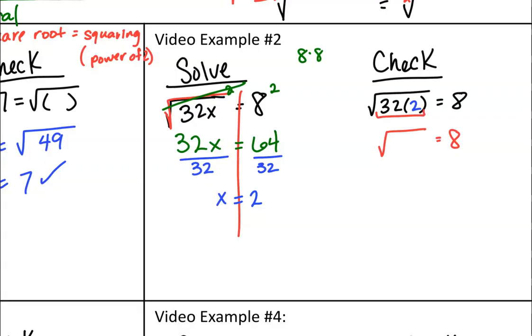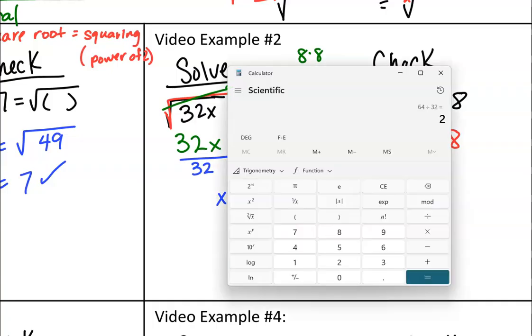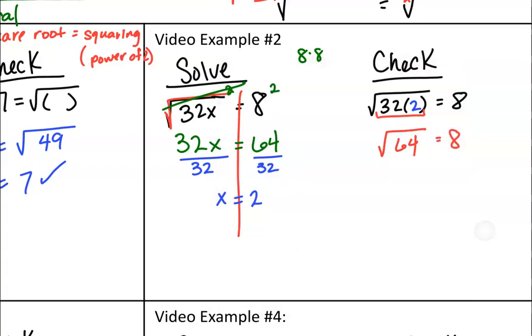32 times 2 is 64. And now the square root of 64. If you don't know the squares off the top of your head, you can use the handy dandy calculator. The square root of 64 is 8, so that equals 8. The right side is 8, and 8 in fact is the same number as 8. So our answer is correct.